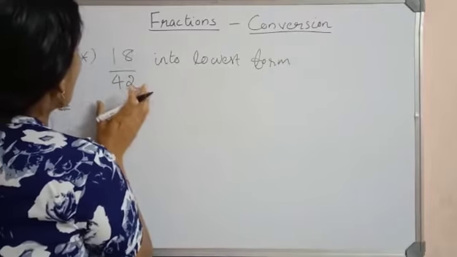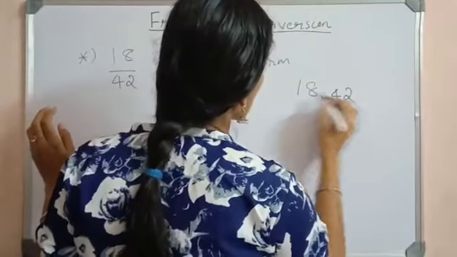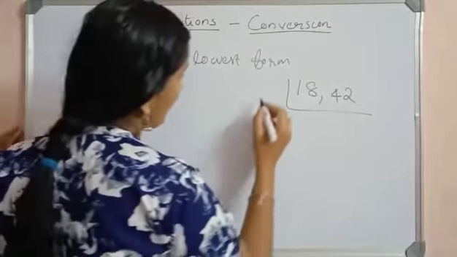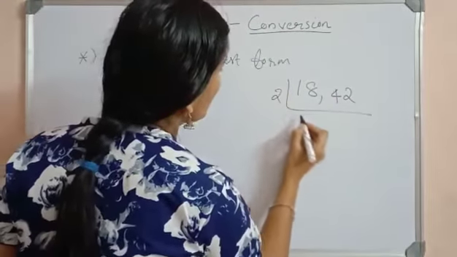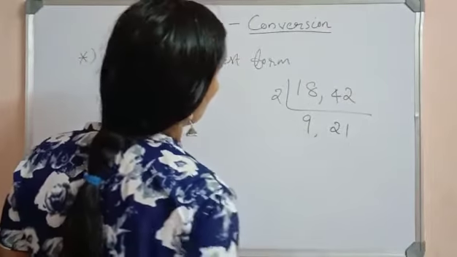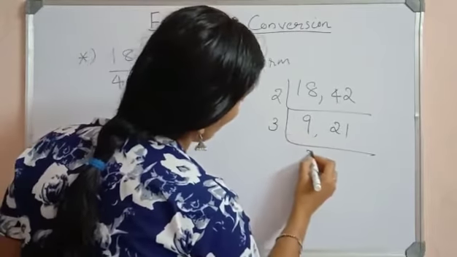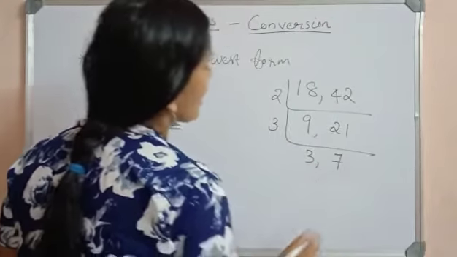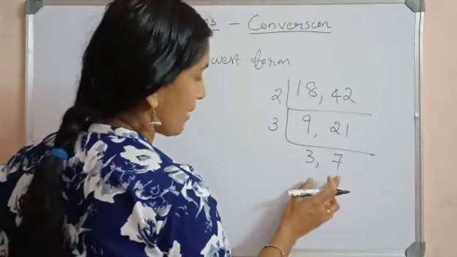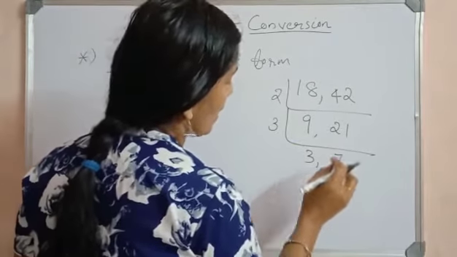Consider this question 18 by 42. First, we have to find the HCF of those two terms, that is 18 and 42, the numerator as well as the denominator. Let's divide it by 2. 2 9s are 18 and this is 21. Now again, we can divide this by 3. 3 3s are 9 and 3 7s are 21. Further division is not possible because 3 and 7 are co-prime numbers. So there is nothing common between 3 as well as 7.